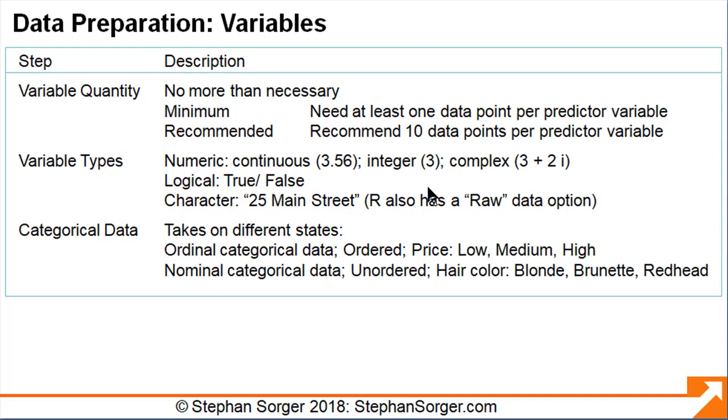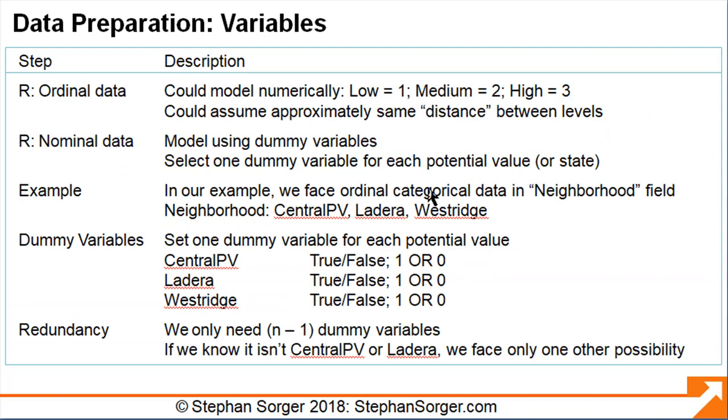R has multiple data types, including different numeric types, logical, and character variables. What it does not have is categorical data types, such as ordinal and nominal categorical variables. To accommodate ordinal data in R, we often employ a hack where we model each level numerically, such as 1, 2, and 3 for low, medium, and high, respectively. But that won't work for nominal data. We recommend using dummy variables for nominal data.